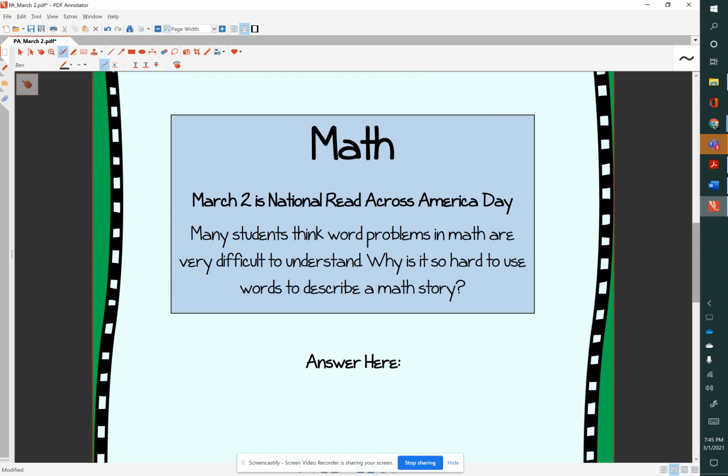March 2nd, that's today, is National Read Across America Day. So today we celebrate reading. So here's our prompt. Many students think that word problems in math are very difficult, really hard to understand. Why is it so hard to use words when we want to describe a math story?